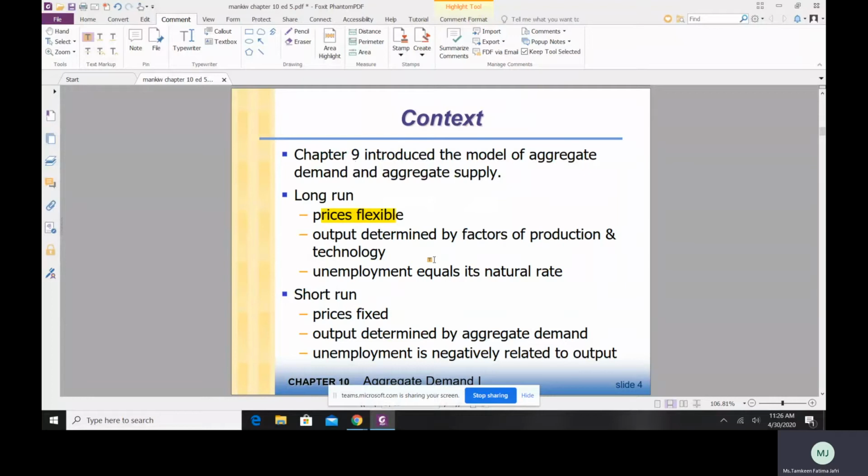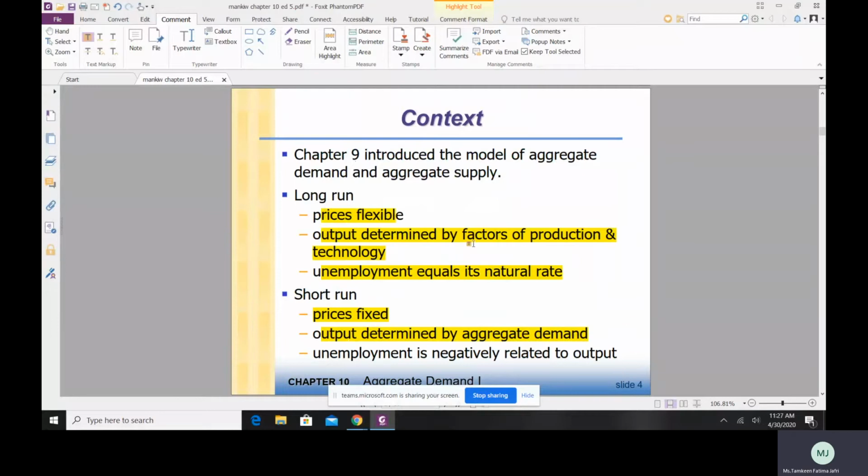Output is determined by factors of production and technology. So we said that the production output is determined by a production function, whereas unemployment is equal to the natural rate. Whereas in the short run, we assume that prices are fixed. Output is determined only by aggregate demand. Do you remember, when looking at the aggregate demand and aggregate supply model, in the short run, output was determined where the price line, which is also called the short run aggregate supply curve, equals the aggregate demand curve. And unemployment is negatively related to output level.